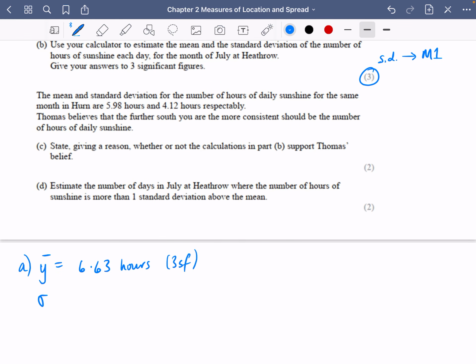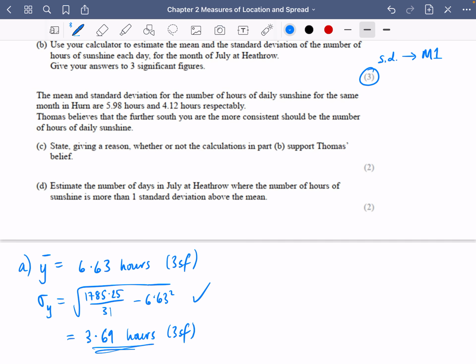And this time I'm going to show my calculations. So I'm going to do the mean of the squared. So I'm going to do, getting this from my calculator, 1785.25 over n, which is 31, minus 6.63 squared. Now, after I've written that for the method mark, I'm still going to write down what my calculator has told me, which is 3.69 hours to 3 significant figures. So I just do that to get a method mark, but that's really where it's going to be at for getting the correct answer.